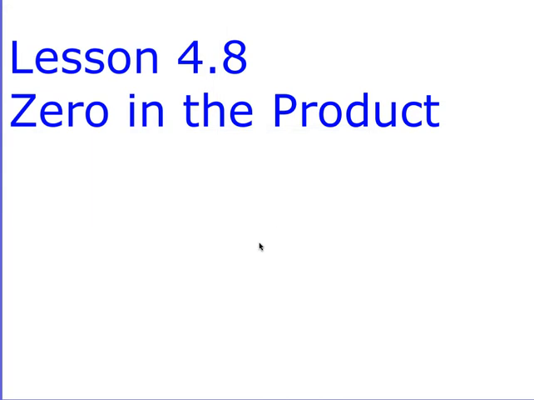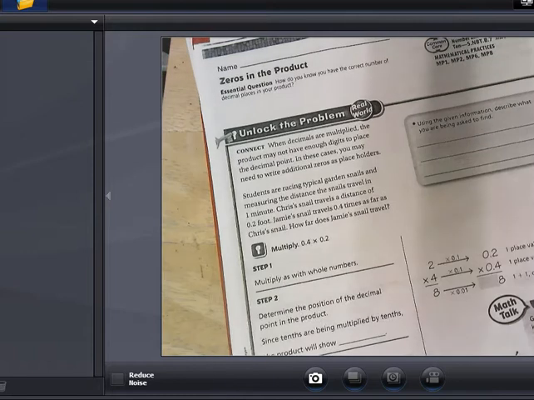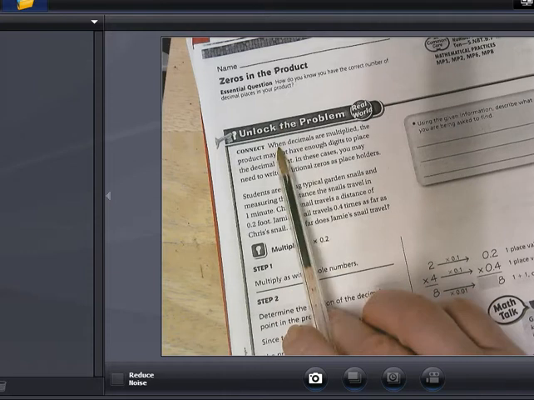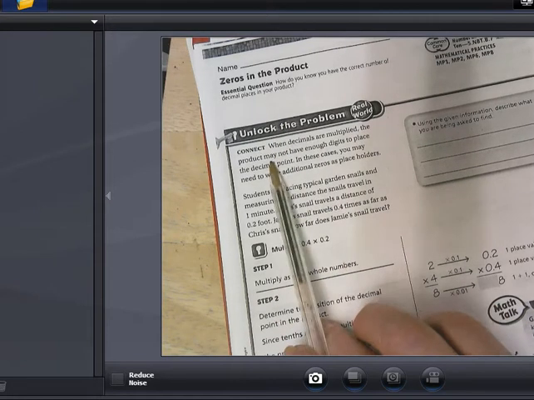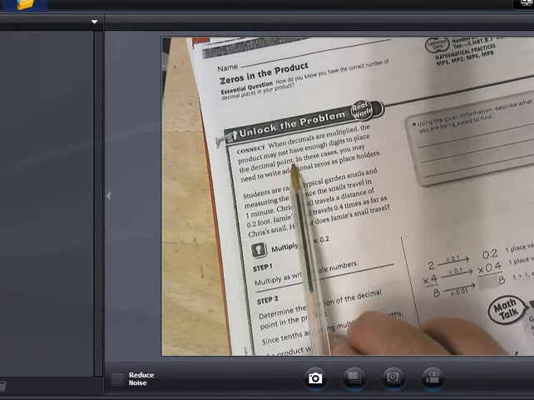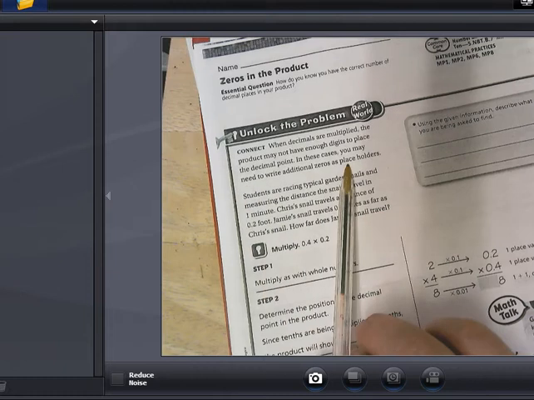Okay, we're doing lesson 4.8, zeros in the product. Let's look at the essential question. How do you know you have the correct number of decimal places in your product? So here's our connection. When decimals are multiplied, the product may not have enough digits to place the decimal point. In these cases, you may need to write additional zeros as placeholders.